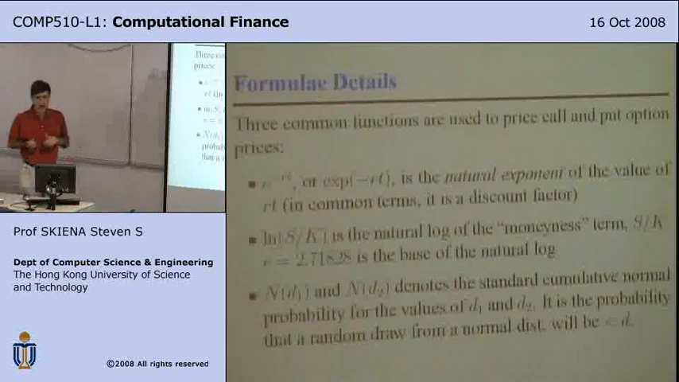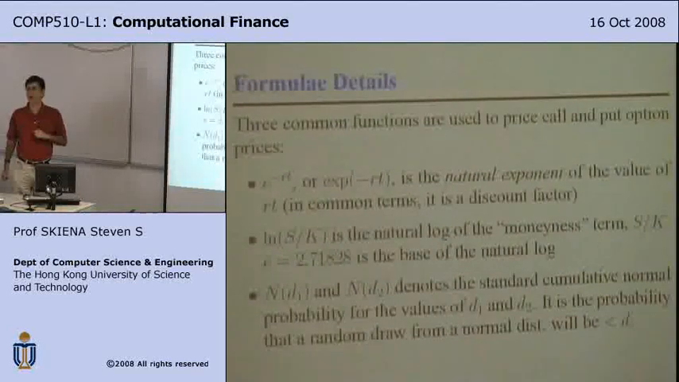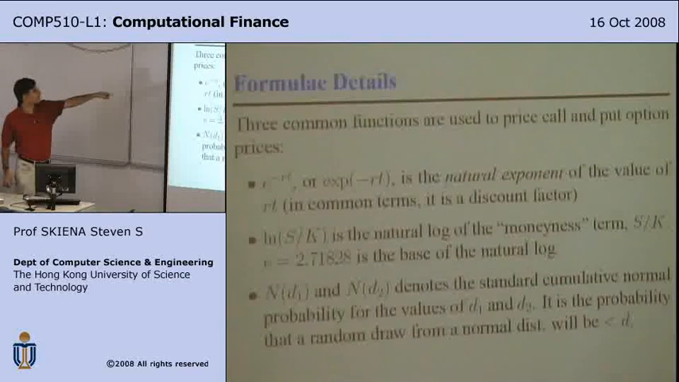Okay? You have to understand what the functions involved are. But again, we know that e to the rt is somehow the exponent, the natural exponent, okay, value of rt. It's the discount factor of the interest rate over time, that kind of thing.